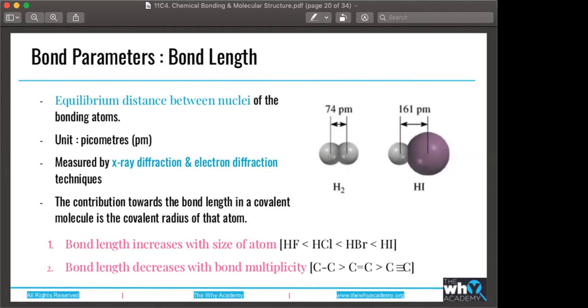Now, what do you mean by equilibrium distance? Why is this word here? Any ideas you guys got? We'll touch upon that again when we're discussing hybridization and the formation of the hydrogen molecule. But till then, I just want to know, have you got any idea why equilibrium is used?